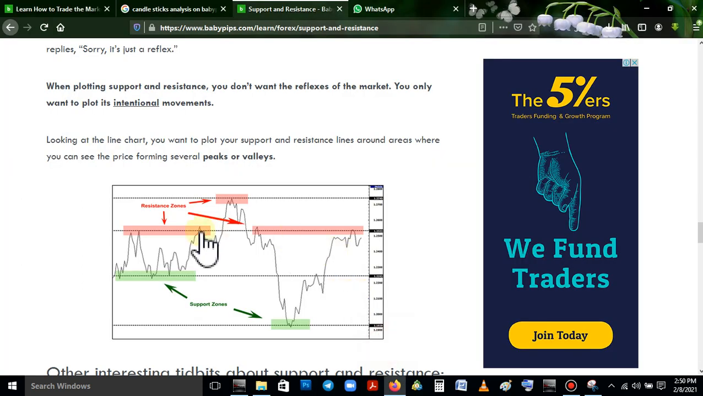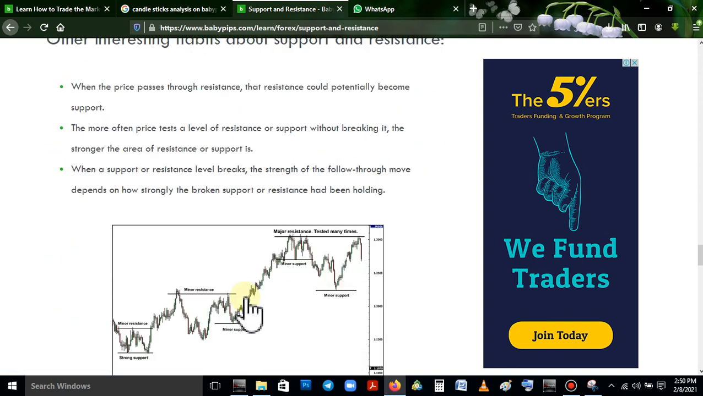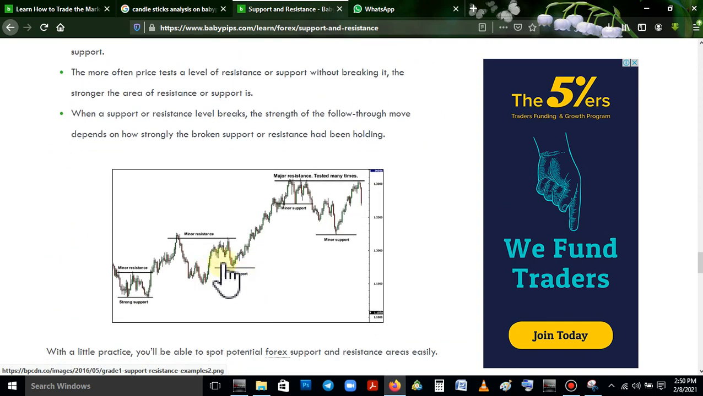So back there, you see, this is your support and this is your resistance. This is the zone, like that. So you have minor resistance, you have minor support, and like this, major resistance tested many times. So the resistance that you are seeing, that many times price kept coming there, here again, that's a major resistance.